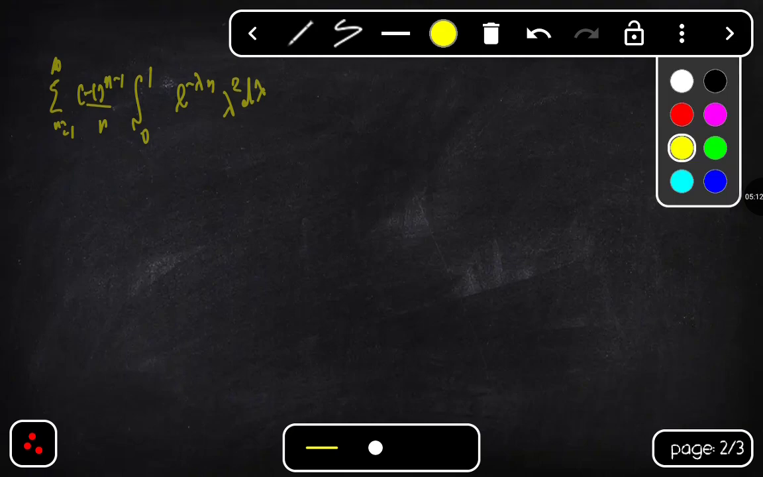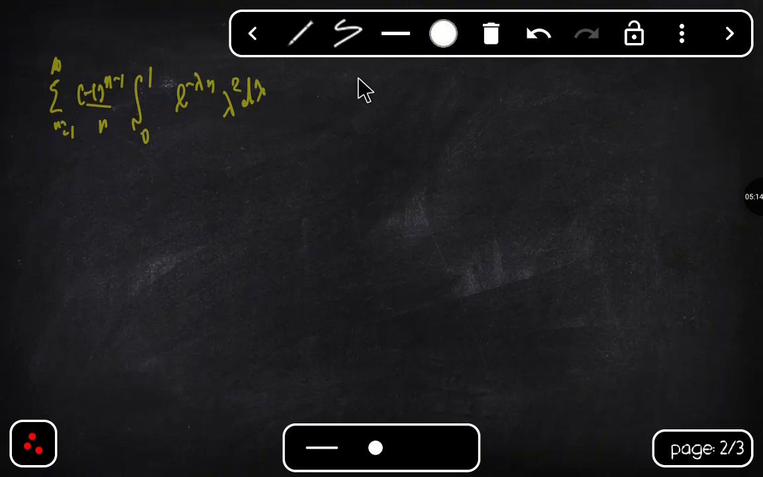Okay, so moving on, we have to make another substitution right here. What substitution will we be making here? We can say let lambda n be equal to, what variable should we use? Let's just use y. So if lambda n is equal to y, that implies that lambda is equal to y over n. Will the limit change?